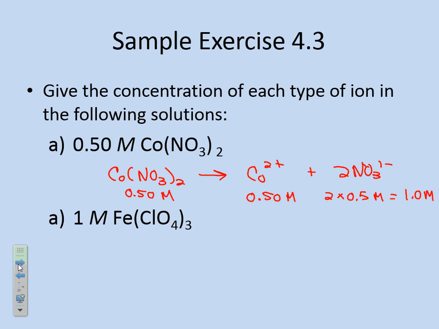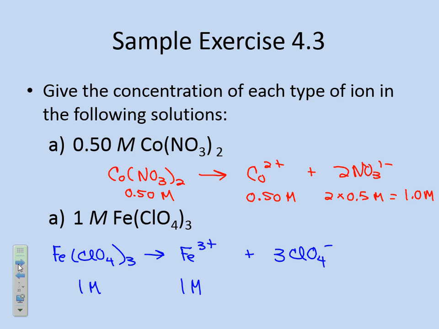Let's look at the iron(III) chlorate. When it dissociates, it's going to dissociate into the iron cation and 3 chlorate ions, each with a -1 charge. If we have a 1 molar solution, in solution you will have 1 molar concentration of iron(III) and 3 molar concentration of the chlorate ion.